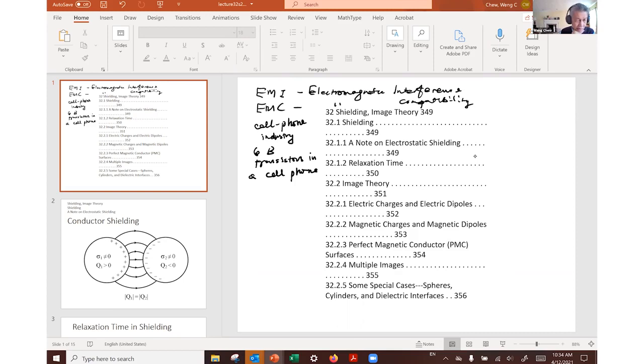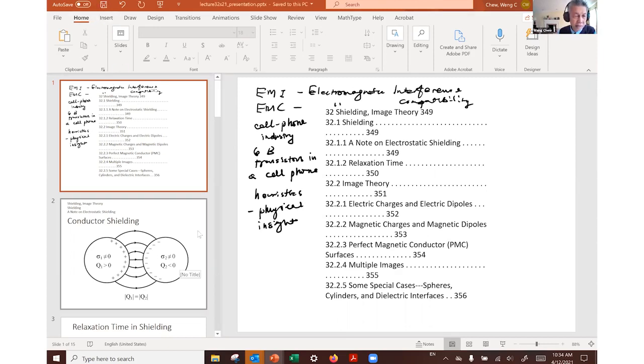And this field is very much driven by heuristics. Okay, so it's really difficult to do mathematical analysis, but we use heuristics and physical insight to drive this field. Okay, let's see how we can understand this field heuristically.